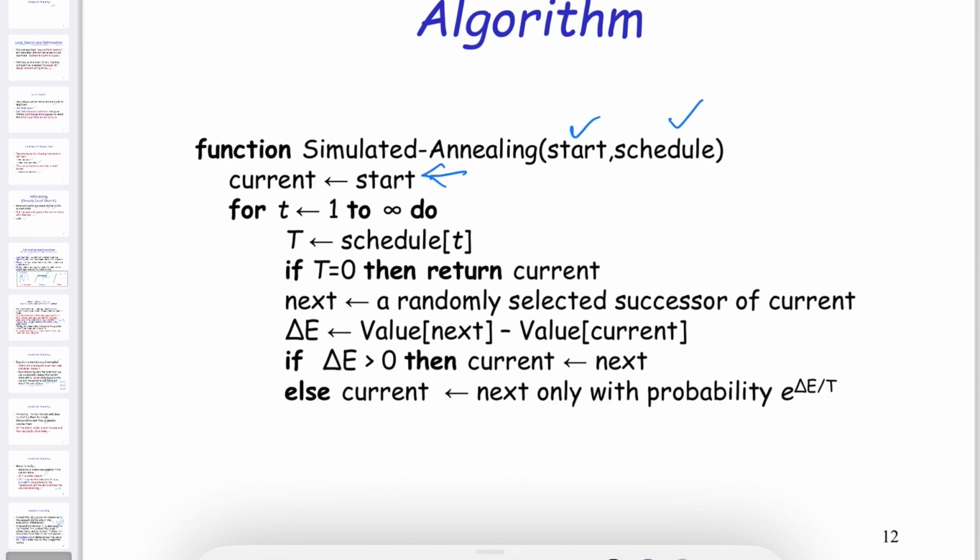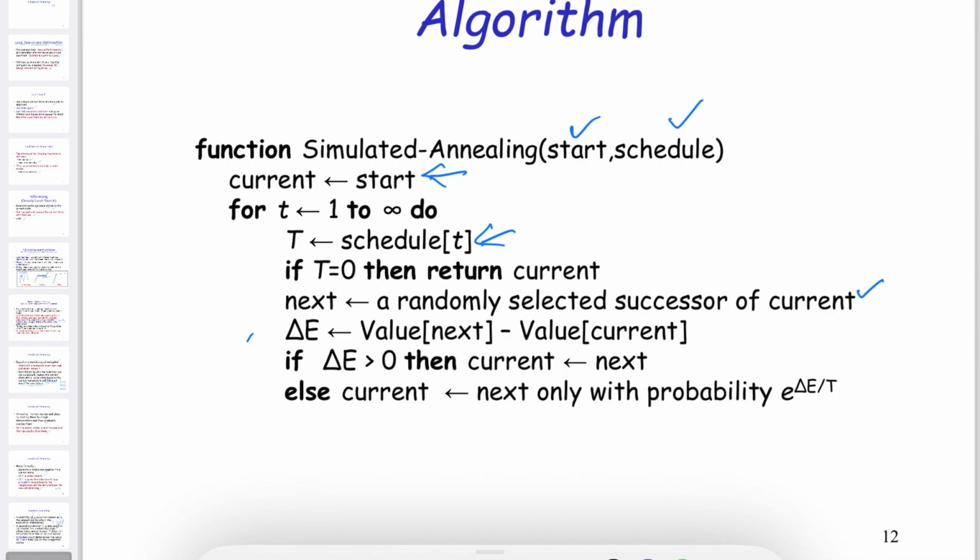Then T equals schedule of t, the time is given to the schedule. If T equals 0, then return current. That means if the time reaches 0, then return the current state, so again it will start from the beginning. Next, a randomly selected successor of current, that means moving from one state to another state. Since it is simulated annealing, you go to the next state. Delta E equals value of next minus value of current, the next value minus the current value.